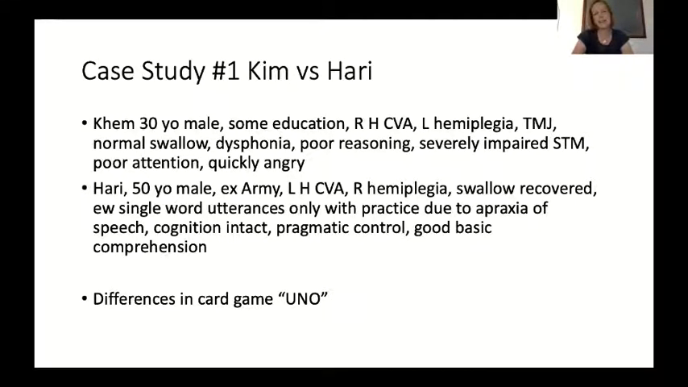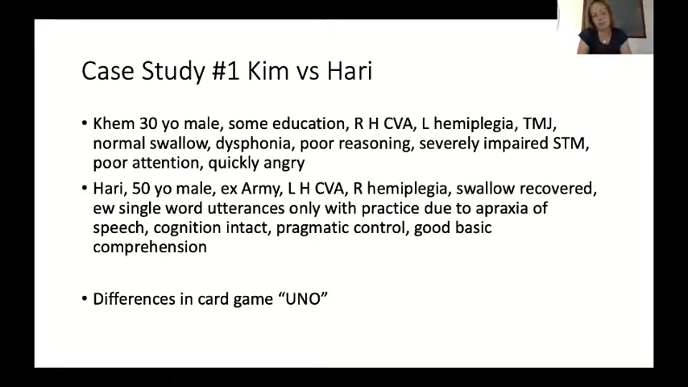So Kim was a 30-ish-year-old male, some education. He had a right hemisphere CVA, so left hemiplegia, and normal swallowing, but some dysphonia, very poor reasoning, poor attention, severely impaired, quickly angry with people. He liked to do therapy with Deepika, and he didn't like to do much other therapy, so he kind of picked and chose who he would do therapy with.